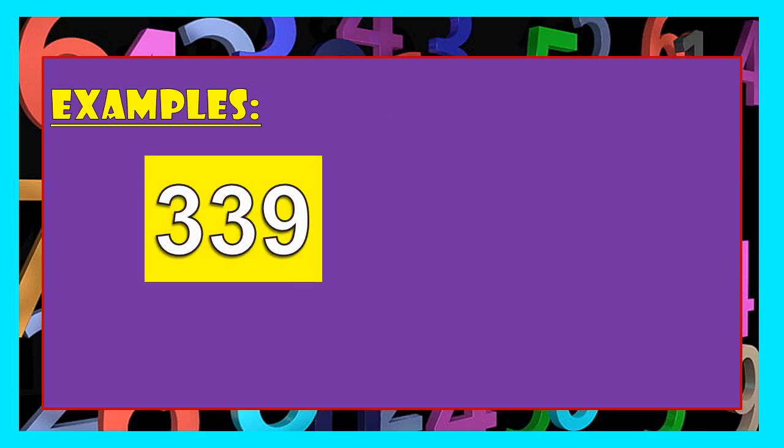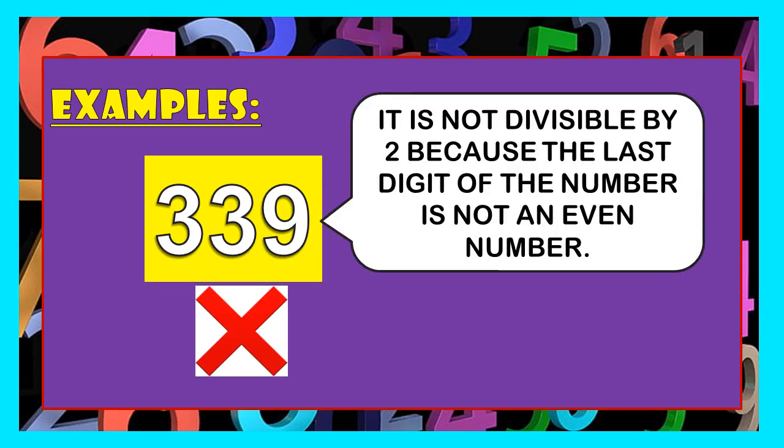Sa panghalimbawa, 339. Divisible ba kaya ito sa 2? Mali. Hindi siya divisible sa 2. Bakit? It is not divisible by 2 because the last digit of the number is not an even number. So, tingnan niyo yung last digit. Ano yung last digit niyan? Tama kayo. Ang last digit niyan ay 9. Ang 9 ay hindi even number. So, nangangahulugan na ang 339 ay hindi divisible sa 2.